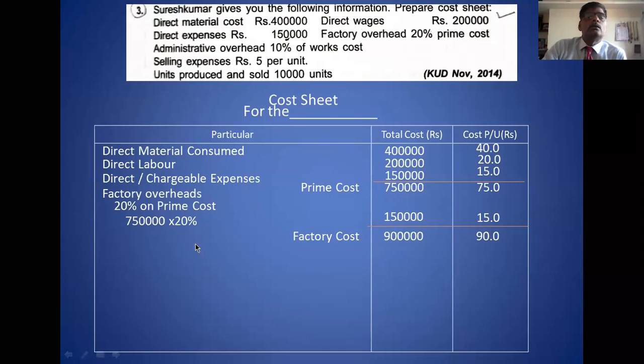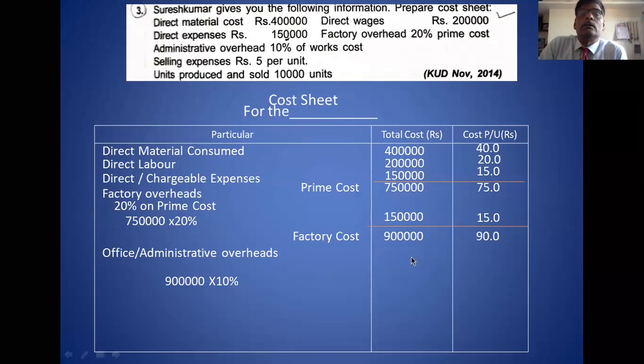Then you take the administration overhead. What is administration overhead in the given problem? 20% on prime cost. No, it is 10% on work cost. Sorry.